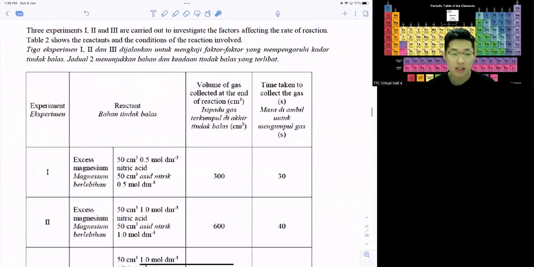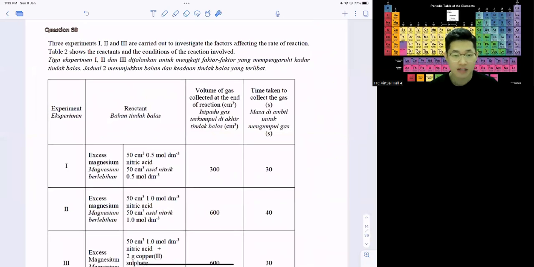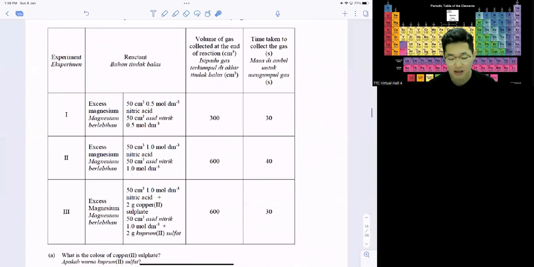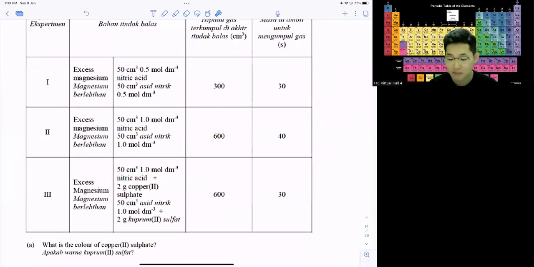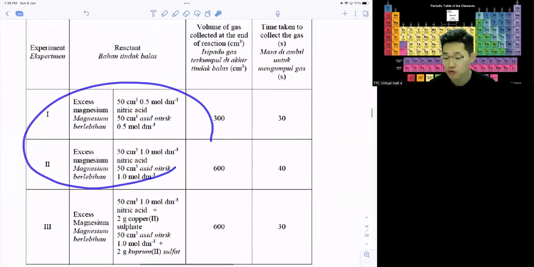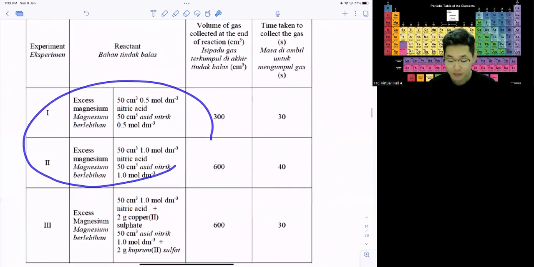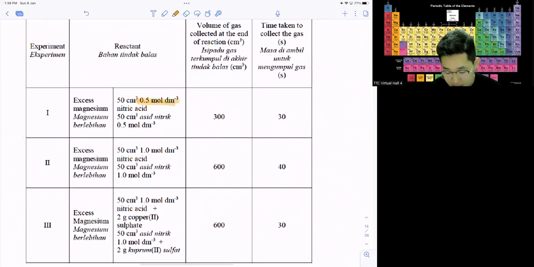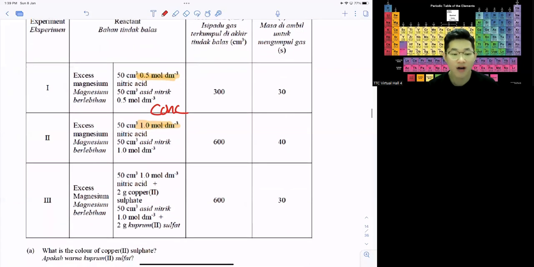Next question. So another 3 sets of experiments. So let's find out what are the factors affecting the rate of reaction. So here, experiment 1 and experiment 2, the difference is concentration. Then for experiment 2 and experiment 3 is catalyst. Oh, okay, so it's the same thing.